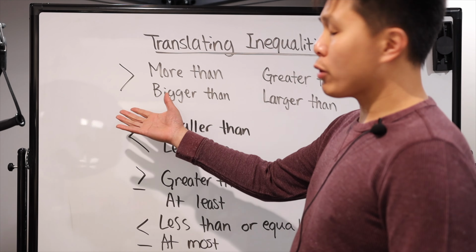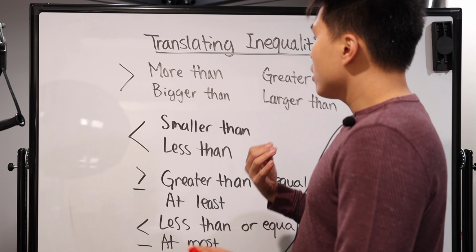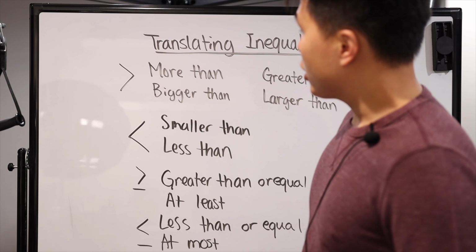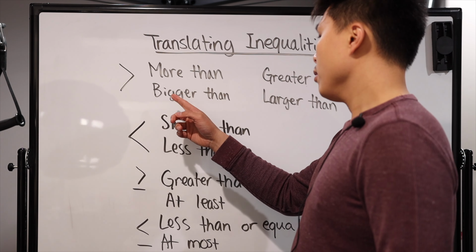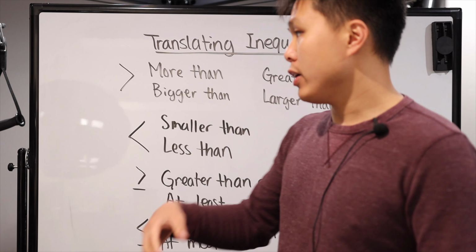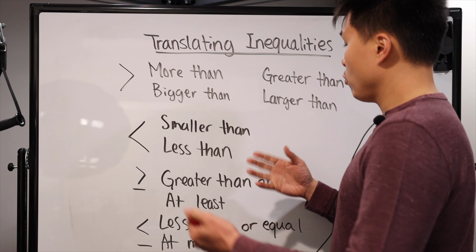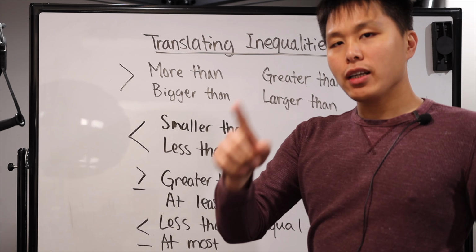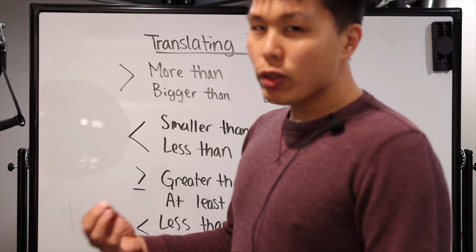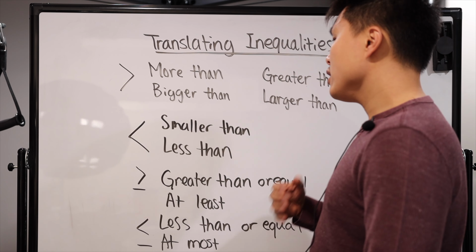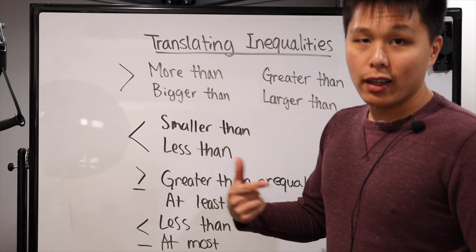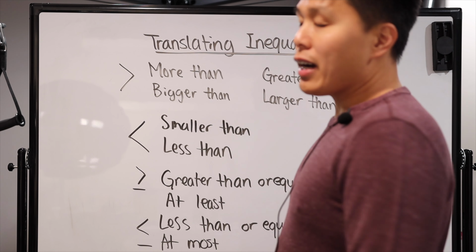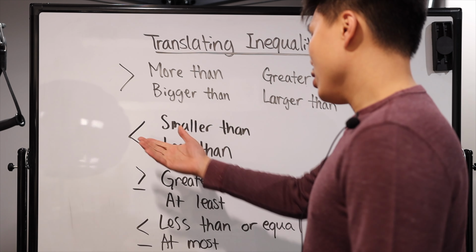Now, the first one is greater than, right? This symbol right here. The most common ones that you'll probably hear are more than, bigger than, greater than, larger than, or any variations of these kinds, where basically it's something than, right? Increase, whatever. There are all these different ones. Interestingly enough, for less than, I can only really think of two that are the most common, which are smaller than and less than. There's not as much variation as greater than, but here you go.